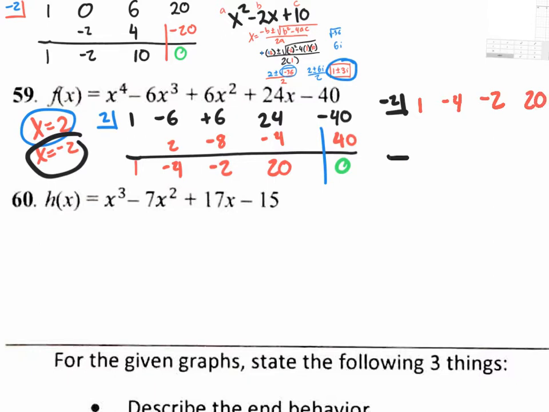Okay? So as we go down, we combine. 1 plus nothing is 1. As you go up, you multiply. -2 times 1 is -2. As you go down, you combine. -4 plus -2 is -6. As you go up, you multiply. -2 times -6 is +12. As you go down, you combine. -2 and +12 is 10. As you go up, you multiply. -2 times 10 is -20. And again, the remainder has to be 0 because that was another answer.